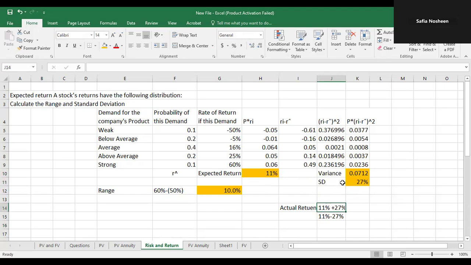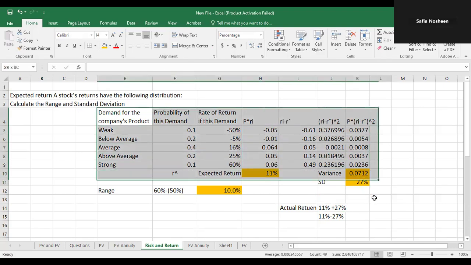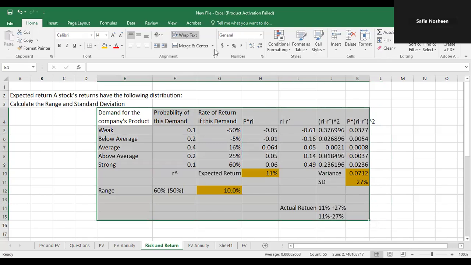The higher the value of standard deviation, the riskier our investment would be. So this is how we calculate the standard deviation for a single asset. In the next video, we will talk about portfolios and portfolio returns and calculations.